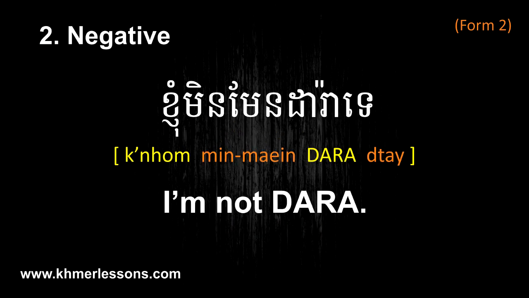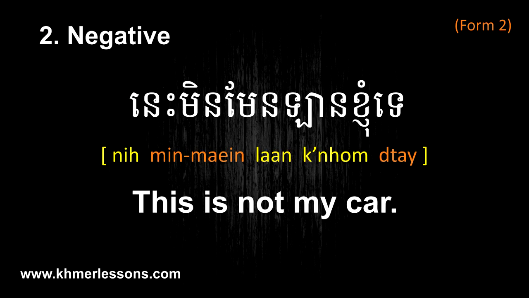You see, I am not Dara. So after not is a name, and a name is a noun. So if you don't know this form, you're going to say ខ្ញុំអត់តារាទេ. Yes, understandable, but it's not correct. In this case you have to say ខ្ញុំមិនមែនតារាទេ. Okay, next one.